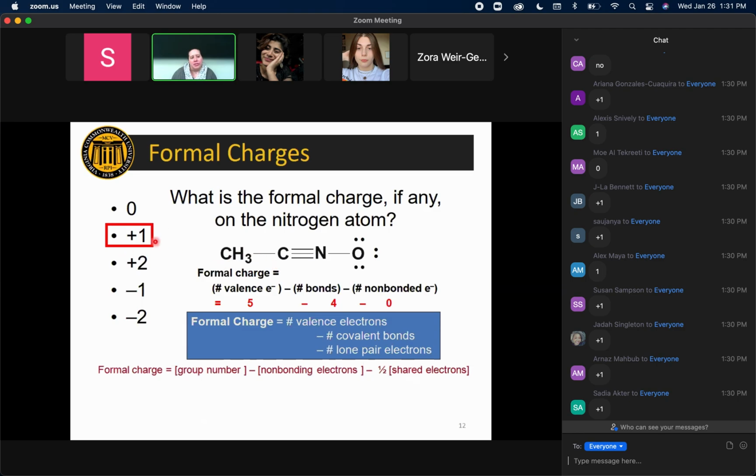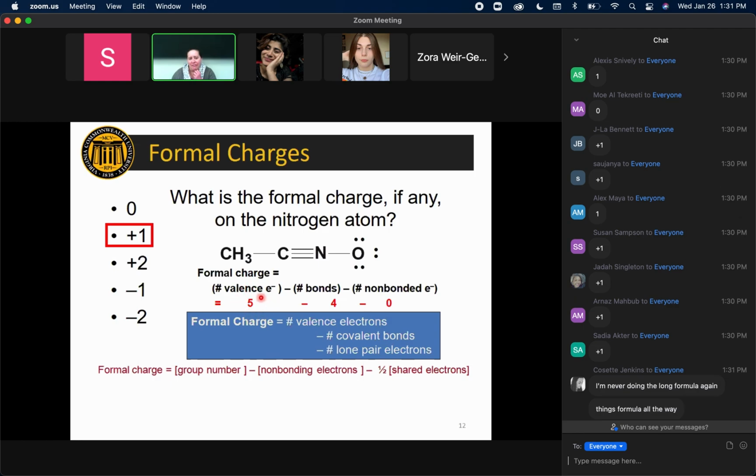Cool. All right, so the answer is indeed +1. There are 5 valence electrons for nitrogen. And if you're doing it my favorite way, then you can count 1, 2, 3, 4 items and you're done. 5 minus 4 is +1. If you're using either of these two formulas, then you can calculate so that you have 5 minus 4 covalent bonds minus 0 lone pair electrons.